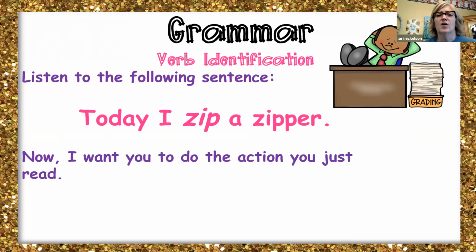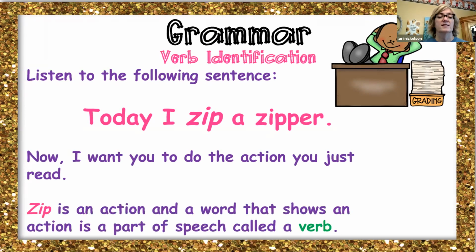So our grammar, verb identification. I want you to listen to the following sentence. Today I zip a zipper. Now I want you to do the action you just read. Zip a zipper. Good. Zip is an action, and a word that shows an action is a part of speech called a verb.